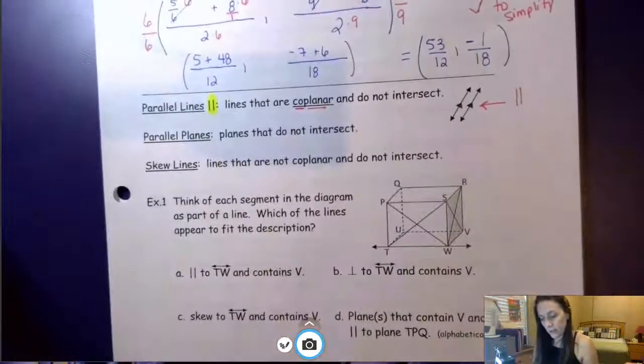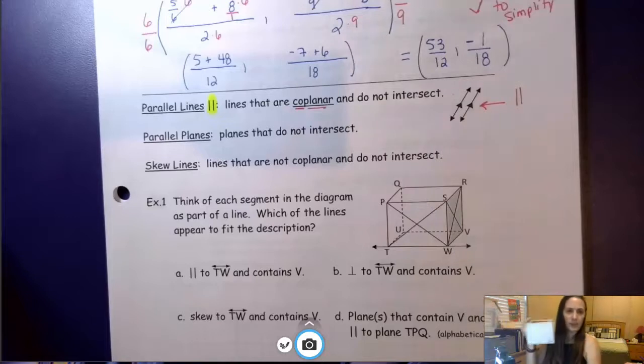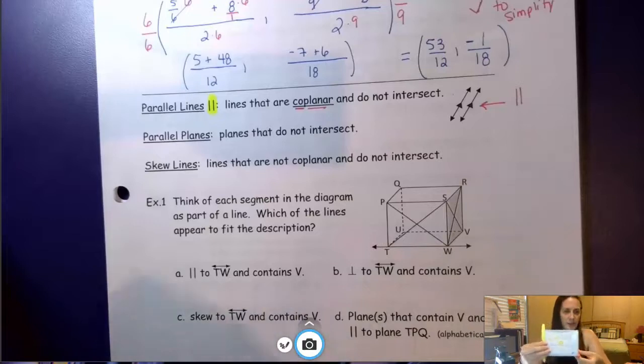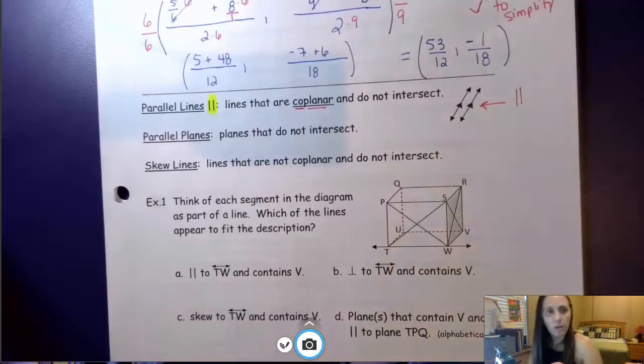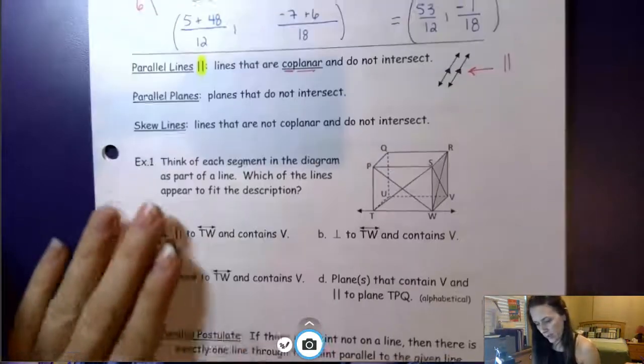But skew lines are going to be lines that don't intersect and they're on a separate plane. If I show you this box, you guys can see me in the corner. Skew lines would be something like this and this. You can see those two lines. They're never going to be on the same plane. They're not going to intersect. They're skew lines.